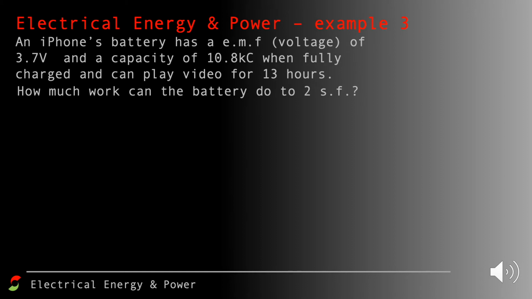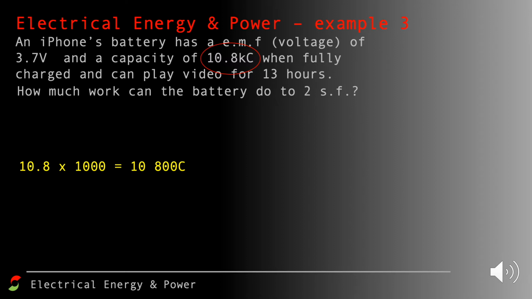So let's have a quick look at the units first. We've got voltage, which is fine. We've got kilocoulombs. No, kilocoulombs. Let's get that sorted out. Let's turn kilocoulombs into coulombs. We do that by multiplying by 1,000. So we've got our charge as 10,800 coulombs on our iPhone battery when it's fully charged.